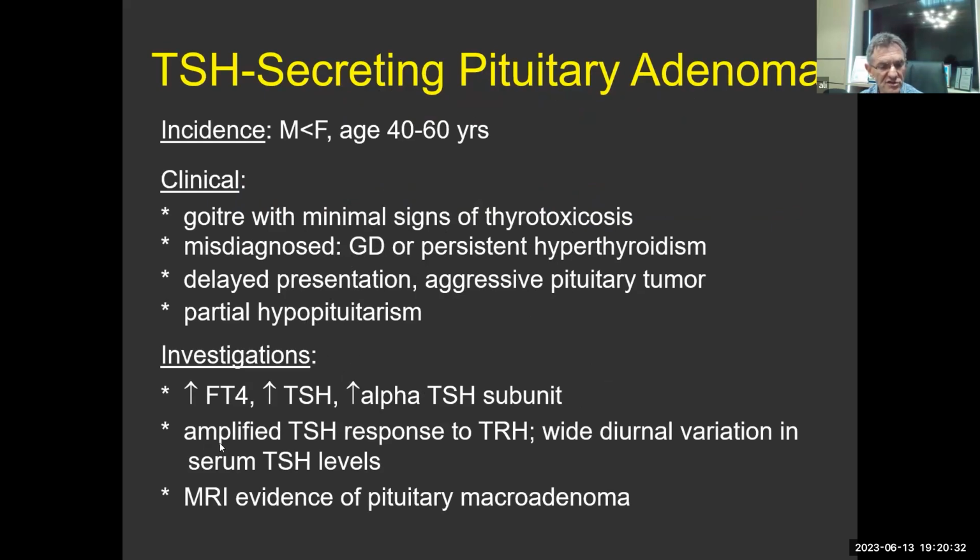And the diagnosis is made by, as I mentioned before, a high FT4 and a high TSH. TSH is made up of an alpha and a beta subunit, so once the TSH is high in the presence of a high FT4, you measure the alpha TSH subunit, and that gives you the diagnosis. And then you can do a scan of the pituitary and have a look.